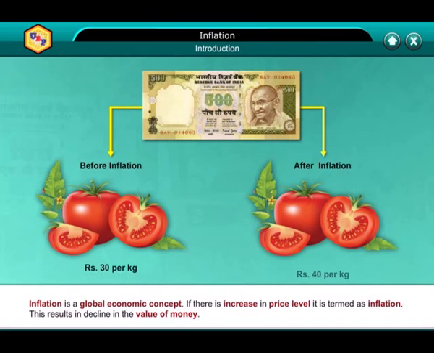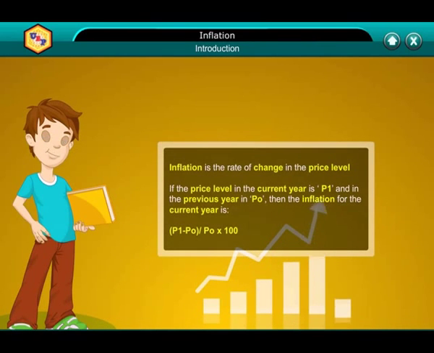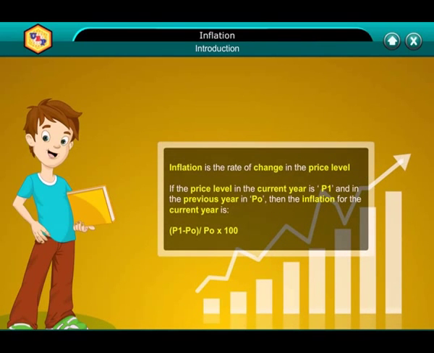Inflation is a global economic concept. If there is an increase in price level, it is termed as inflation. This results in a decline in the value of money. Inflation is the rate of change in the price level. If the price level in the current year is P1 and in the previous year is P0, then the inflation for the current year is (P1 minus P0) upon P0 multiplied by 100.